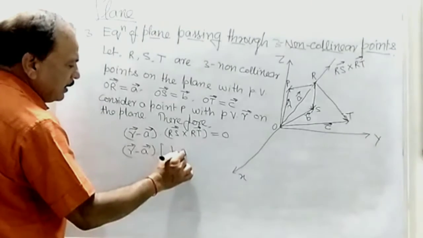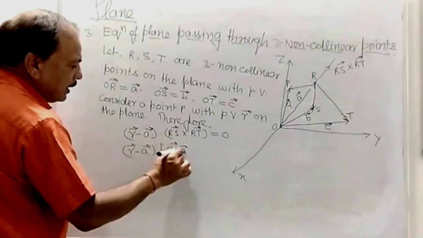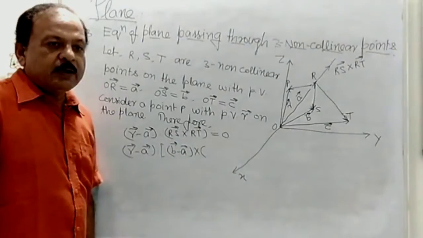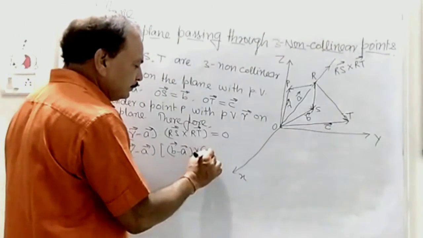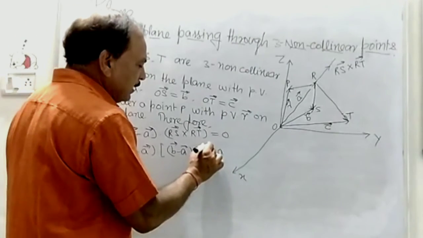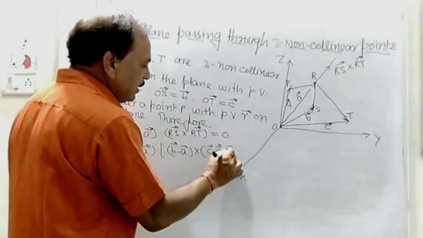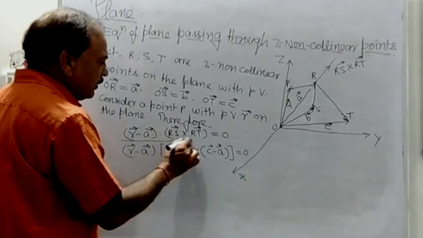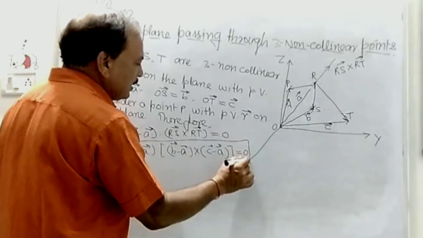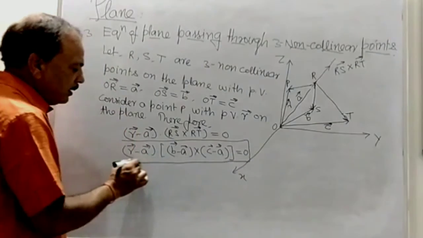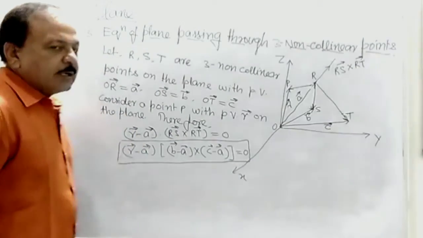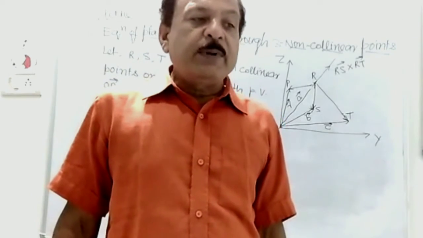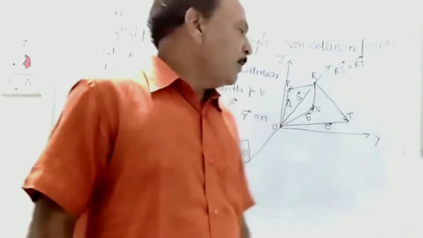B minus E, vector RS cross product of RT. RT is C minus E, vector C minus E, that will be equal to 0. So this is the vector equation of the plane passing through three non-collinear points.